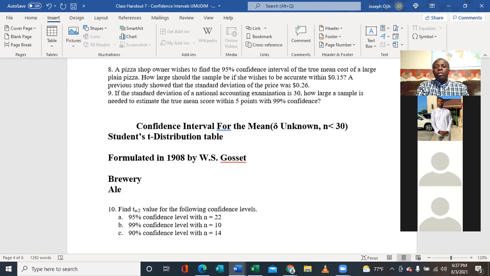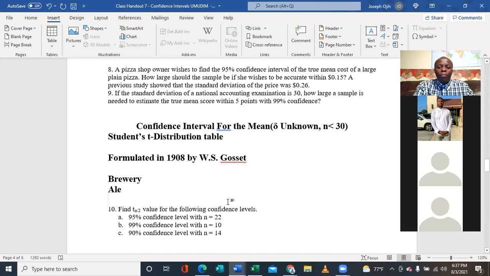Those that worked for that brewery were not allowed to publish anything they did. Anything they found out through research, they were not allowed to publish. But Gosset felt that he had something the world needs, so he published. To protect himself, instead of using his name, he used the name Student. So that's how the name Student T distribution comes about.